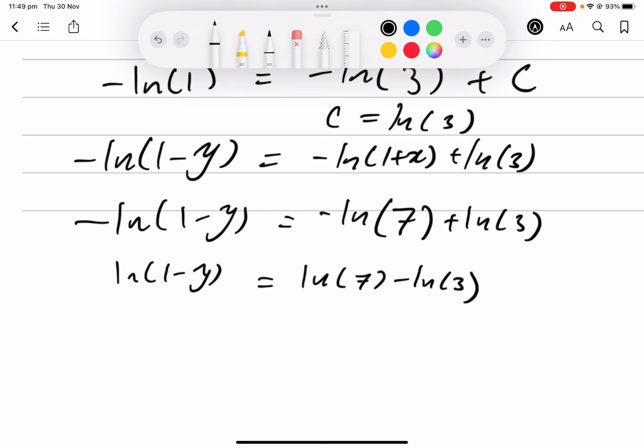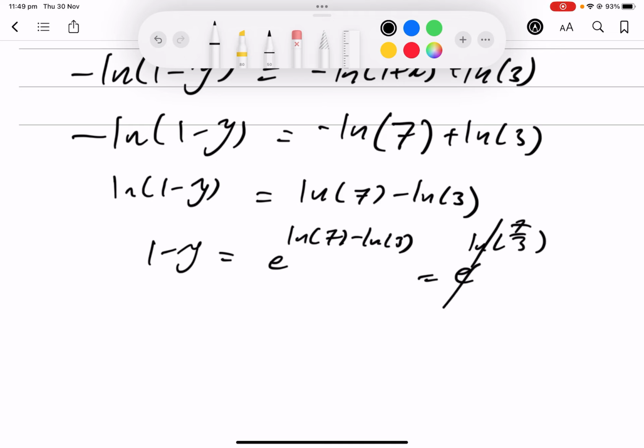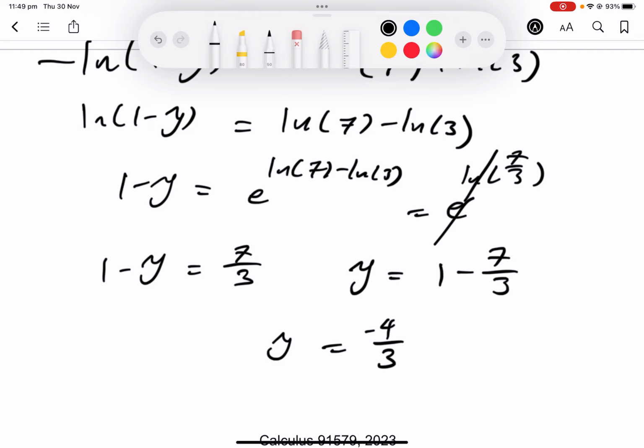And we can just exponentiate both sides. So 1 - y = e^(ln 7 - ln 3), and remember that's equal to e^(ln(7/3)). The ln and e cancel each other out, so we have 1 - y = 7/3. Cool. Now we just need to rearrange this equation, so y = 1 - 7/3. Brilliant, so that's going to give us y = -4/3.